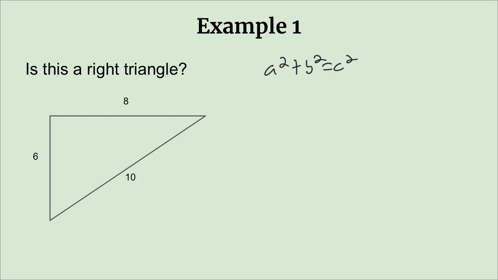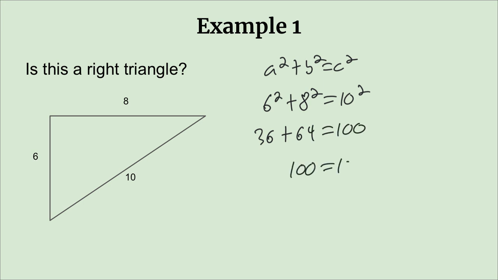So then we would have 6 squared plus 8 squared equals 10 squared. Again, it could be 8 squared plus 6 squared, does not matter. Simplify, we get 36 plus 64 equals 100. 100 equals 100. So yes, it's a right triangle.